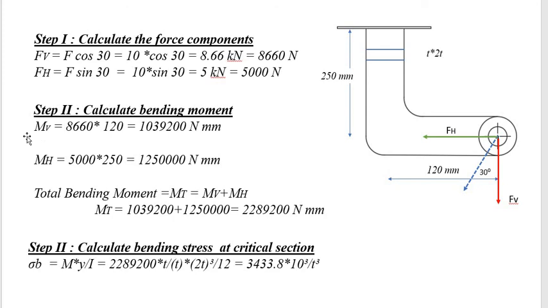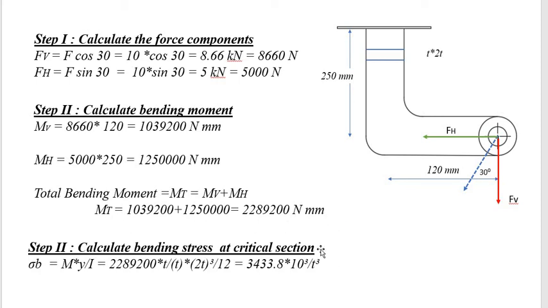So the bending moment is given by the formula force multiplied by distance. Since we have to calculate the vertical bending moment, it will be vertical force multiplied by horizontal distance, that is Fv multiplied by 120. That will give you this particular value. The second bending moment we have to calculate is the horizontal bending moment, which is given by horizontal force multiplied by vertical distance. This is the value for horizontal bending moment. The total bending moment acting on the component is given by the summation of Mv plus Mh, that is Mt is equal to this value.